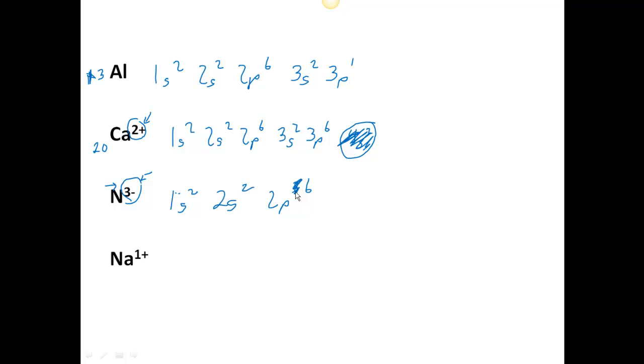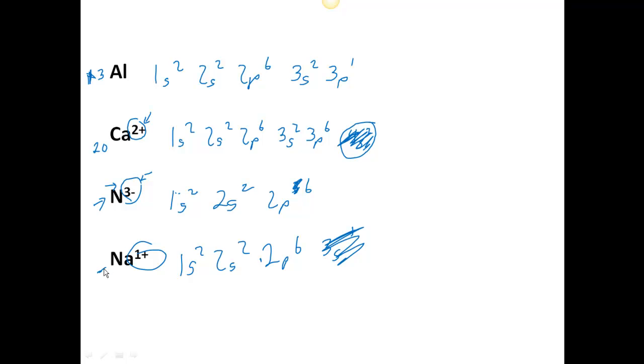How about sodium? Sodium is number 11. We did sodium earlier, but we'll just do it again. It's 1s2, 2s2, 2p6, and 3s1. Well, it has a 1 plus charge, so we don't need that last one. In fact, we can't have it. Notice that nitrogen, which has a 3 minus charge, and sodium, which has a 1 plus charge, have exactly the same electron configuration. And as a result, you can't tell them apart based on their electron configuration. So just remember that.